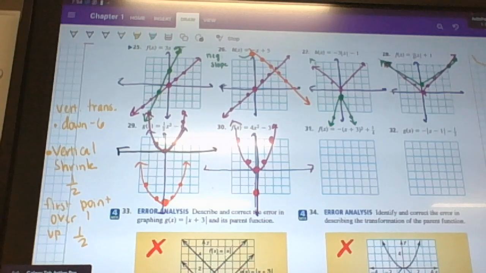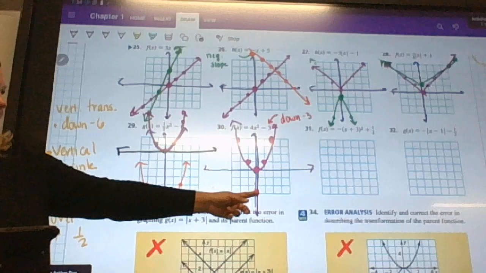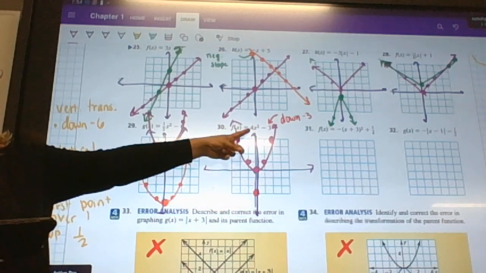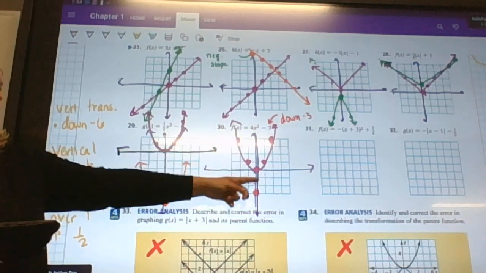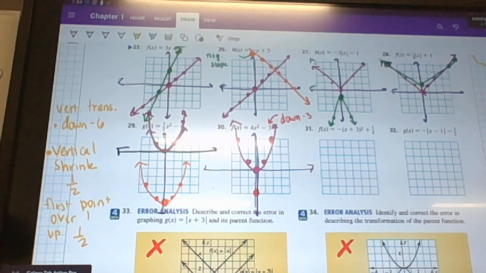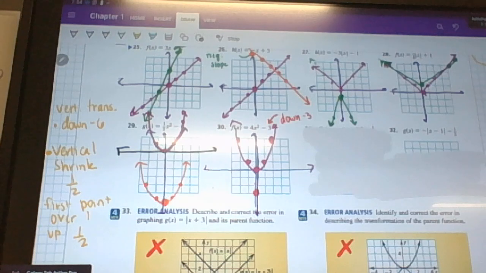This next one, I'm going to have to shift it down 3. That K value means I have to go down 3 units. So here it is, 1, 2, 3. And now I have to address the 4 in front, which is a stretch. Any idea what effect that 4 will have on the first point? I'll let you guys think about it for a while. I'm going to take a guess from the room before I tell you.